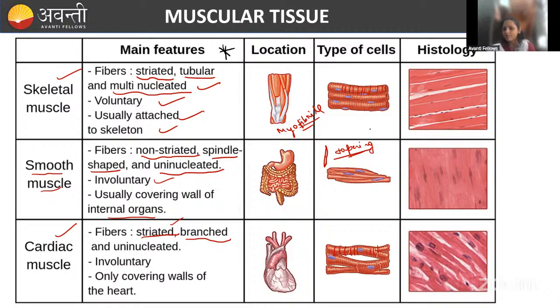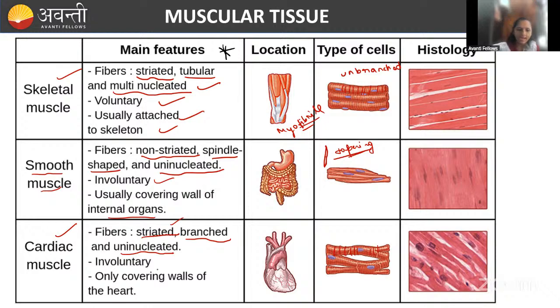You can see the skeletal muscles. Skeletal muscles are unbranched. Here you can see a branch-like structure, right? These all are the branched. These all are uninucleated. Skeletal muscle is multinucleated, right? But the cardiac muscle is uninucleated, branched, with the striation.